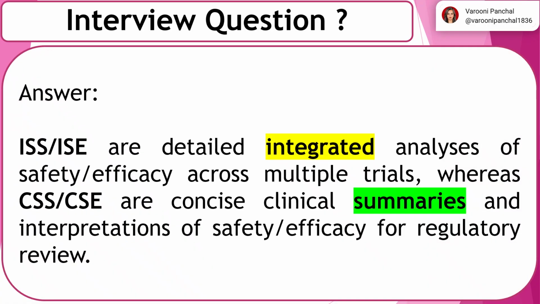Now, say for example, if you come across this interview question, like what is the difference between ISS and ISE and CSS and CSE? Please explain in one sentence. So this is how you can give the answer. ISS and ISE are detailed integrated analyses of safety and efficacy across multiple trials or multiple studies, whereas CSS and CSE are concise clinical summaries and interpretations of safety and efficacy for regulatory review.